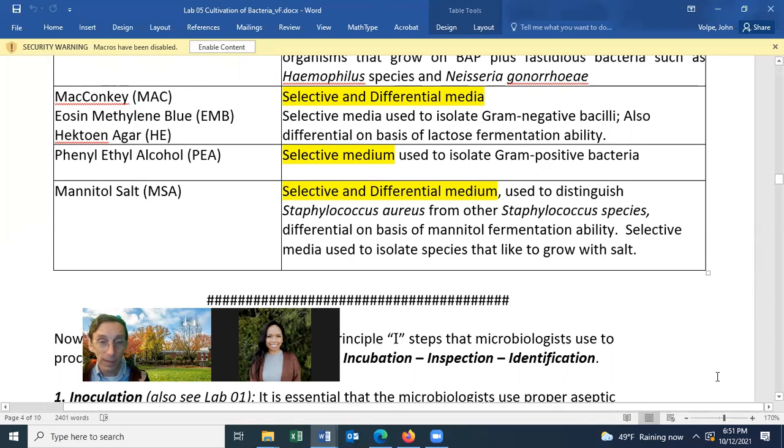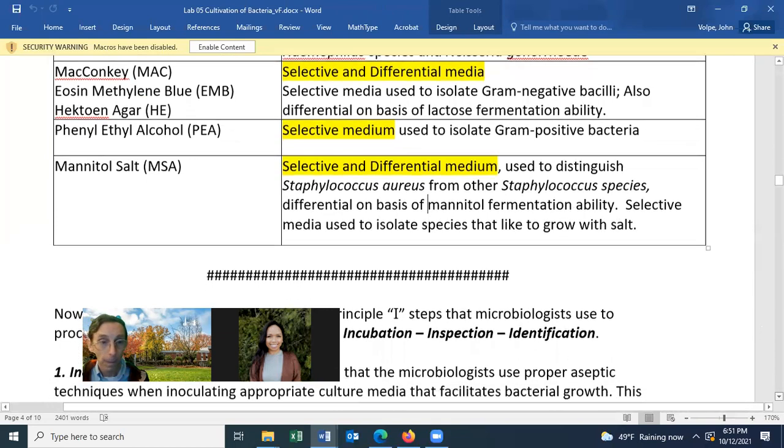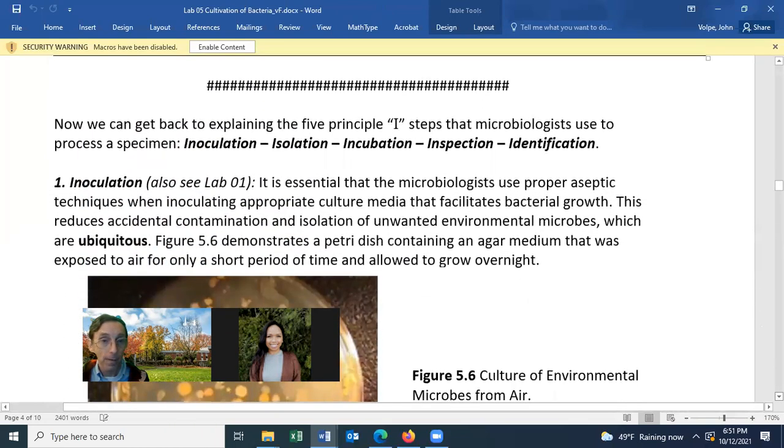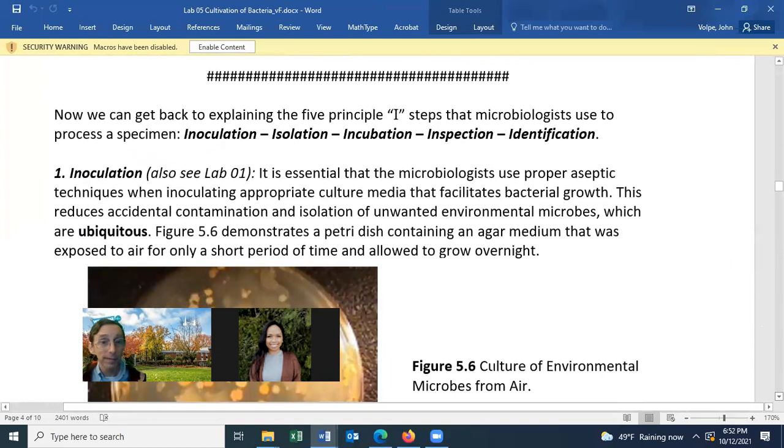All right, any question about this table? You'll need this table to answer the questions in the worksheet. All right, so the 5 principal steps: inoculation, that's taking the growth you get from a patient and inoculating it on the appropriate media.